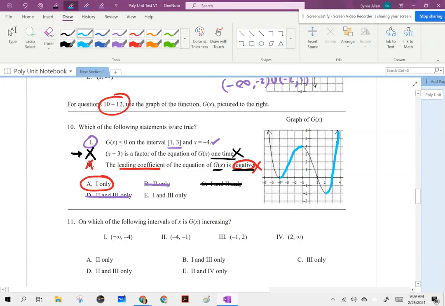But let's just take a look. We know that it's not negative infinity to -4. We did not draw that. It looks like we're going from -4 to -1. From -1 to 2 is decreasing, so that's not right. And then from 2 to infinity is also increasing. So we're looking for 2 and 4. So that means we're looking at E.